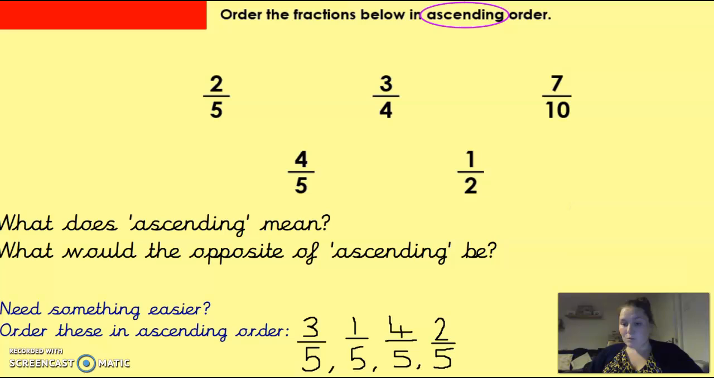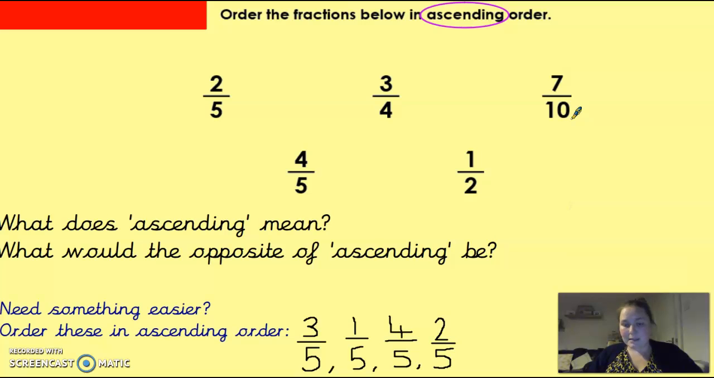The opposite of ascending would be descending. So if something goes in descending order, it will go from largest to smallest, getting smaller. Pause me here and see if you can order these fractions. What you have got to do is get them all to have the same denominator first, the same bottom number first. So multiply them up until they've got the same bottom number.